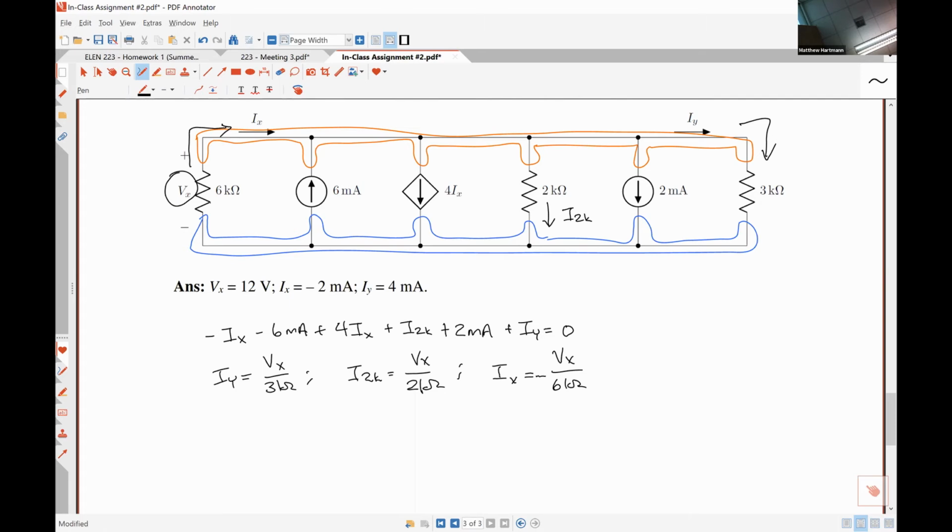At this point, we really only need to substitute things into our original equation. One thing that I want to point out is I'm going to make a couple of simplifications. Negative Ix plus 4Ix is going to look like 3Ix. So I'm going to have positive 3, because negative Ix plus 4Ix gives me positive 3Ix, multiplied by negative Vx over 6 kilo ohms.